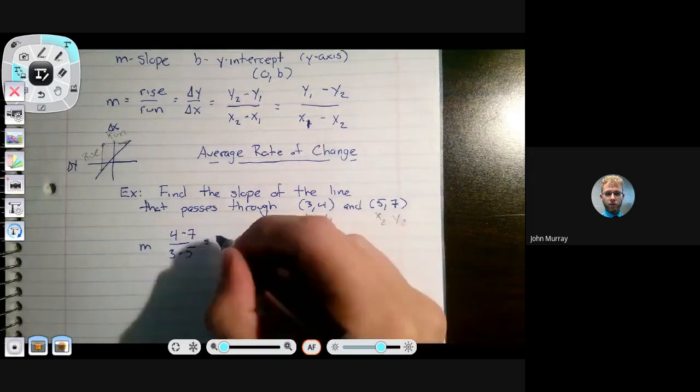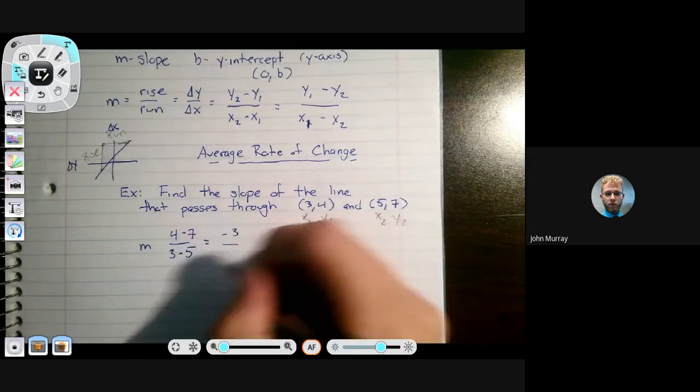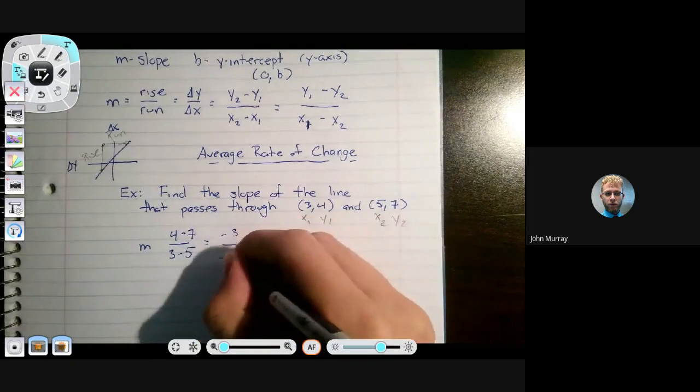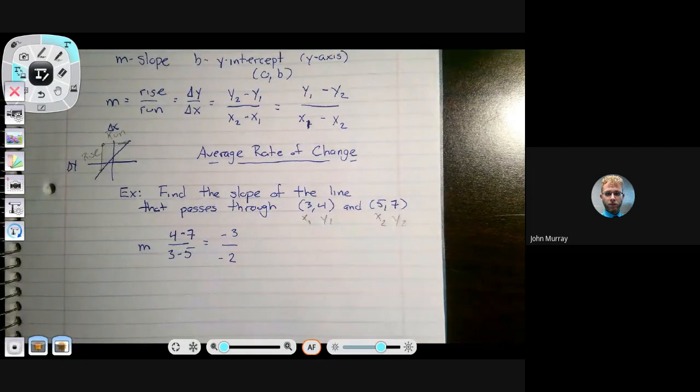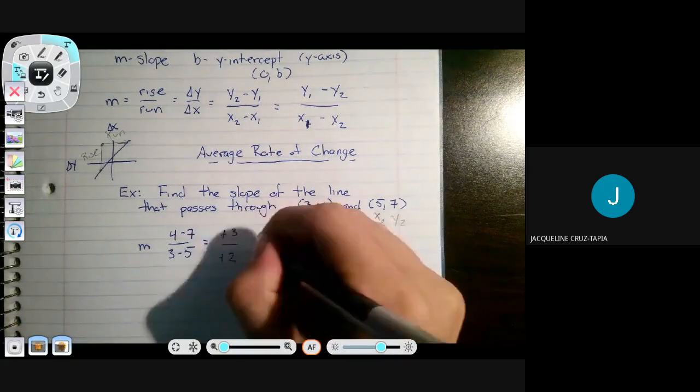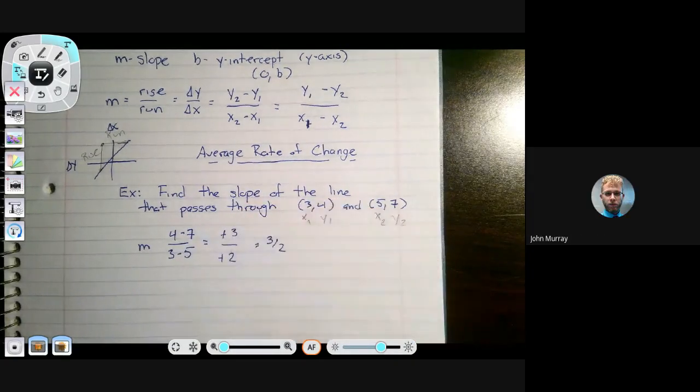So in the numerator, we get a negative 3. In the denominator, we get a negative 2. What happens when we divide two negative numbers? It turns into a positive. So we have 3/2. So just be careful: if you had 2/3, that would be if we swapped our y and x coordinates.